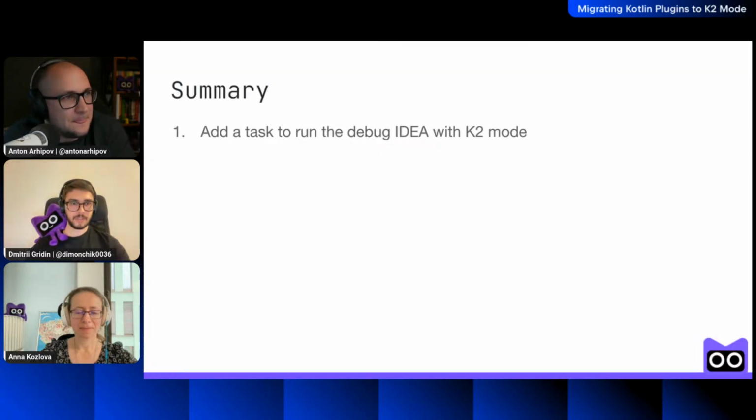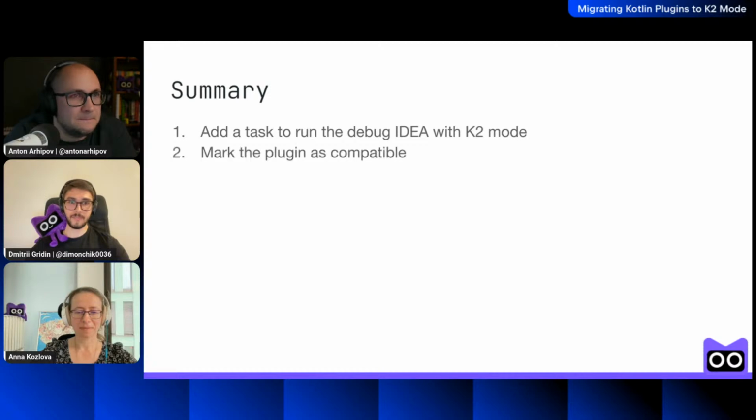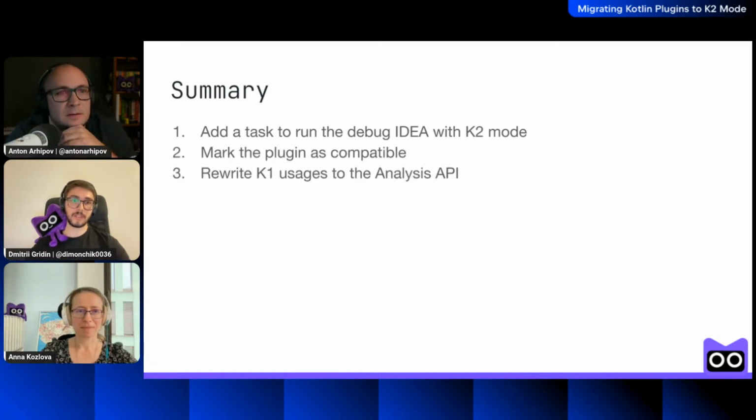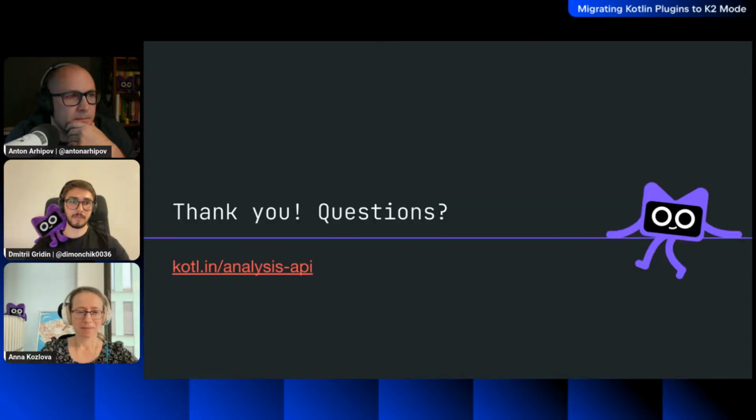Yeah, it's just a quick summary. So to migrate to K2 plugin, we made a task to run debug IDE with K2 mode. We mark the plugin as compatible, and we rewrite K1 usages to the analysis API. And that's it.